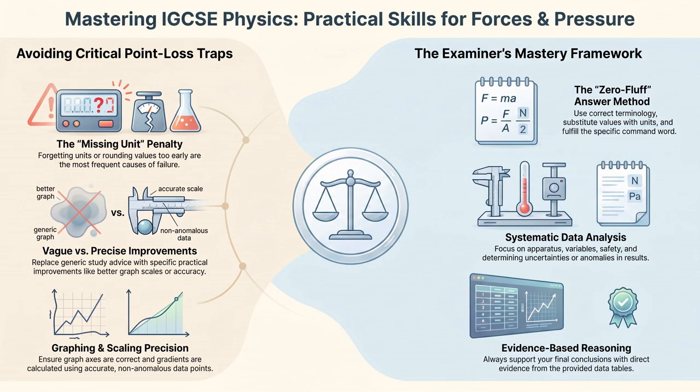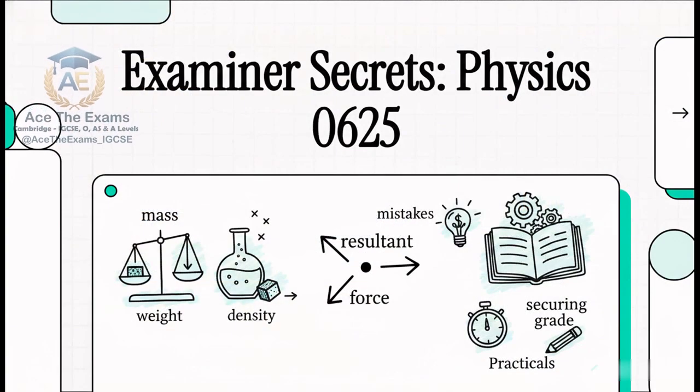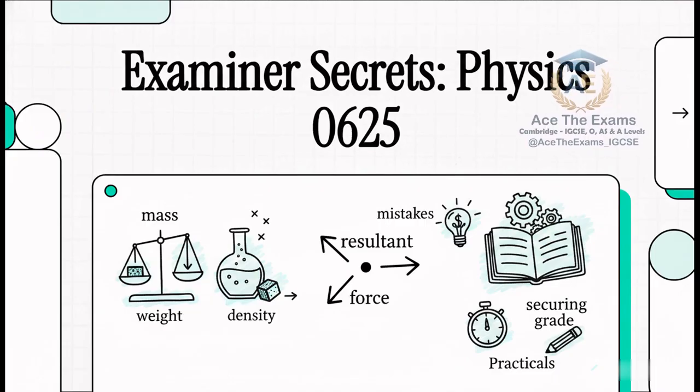You're probably making a silent mistake on your Cambridge 0625 physics practicals that examiners penalize without fail every single year. You stroll out of the exam hall feeling absolutely confident, thinking you totally nailed the mass, weight, density, and resultant force questions. But behind closed doors, the mark scheme is quietly stripping away your hard-earned grade.